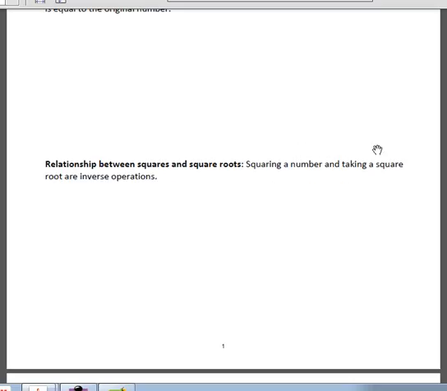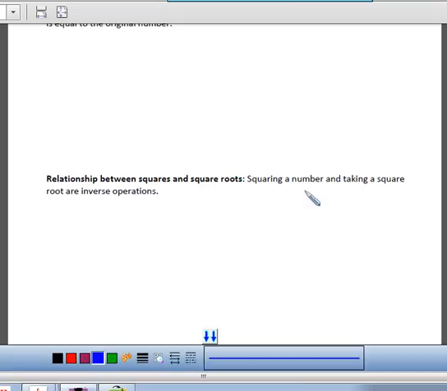Okay, what is the relationship between squares and square roots? Pretty simple. Squaring a number and taking a square root are inverse operations, or opposite operations. So they are opposites of each other.